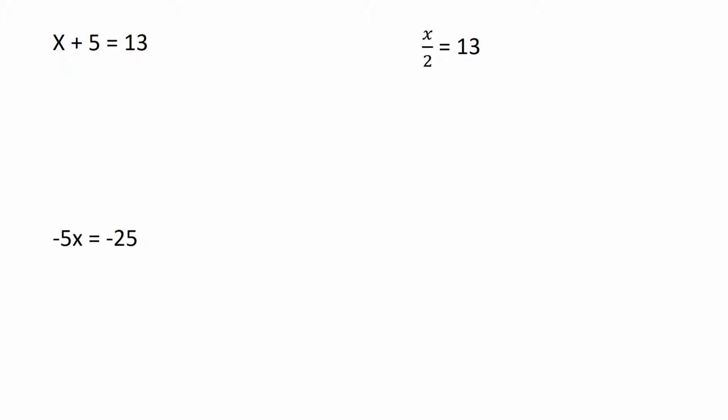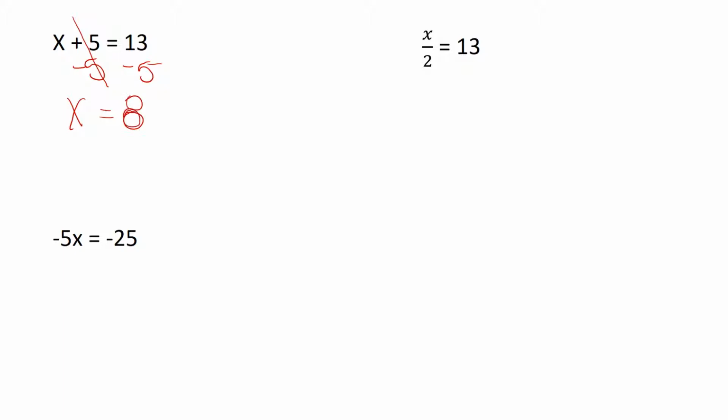Let's try a few one-step equation examples. Our first one is x plus 5 equals 13. In order to isolate the x, we want to do the opposite of plus 5, and we're going to subtract 5 on both sides of the equal sign. When you do that, the positive 5 and the negative 5 will cancel, leaving you with just the x.